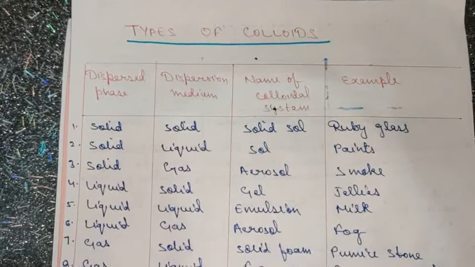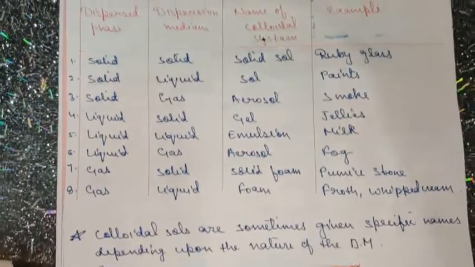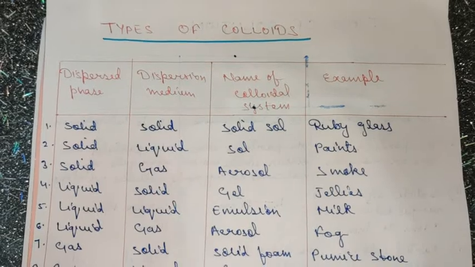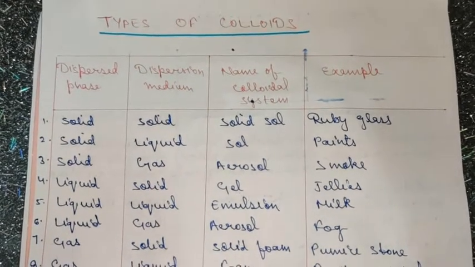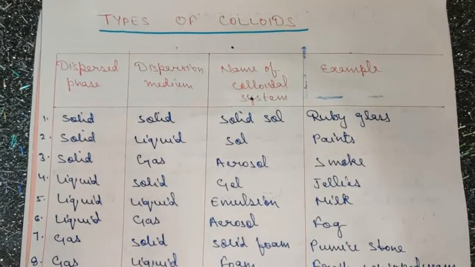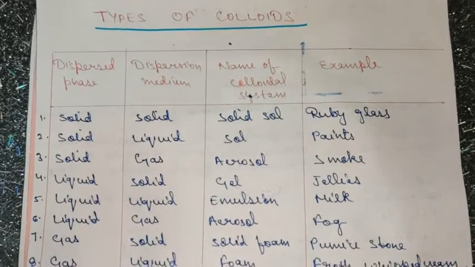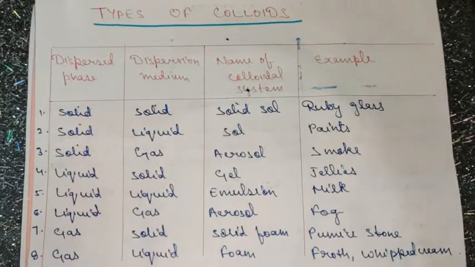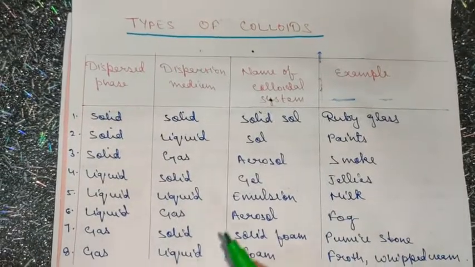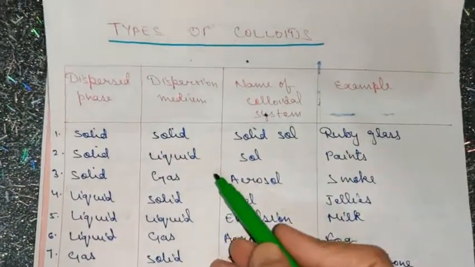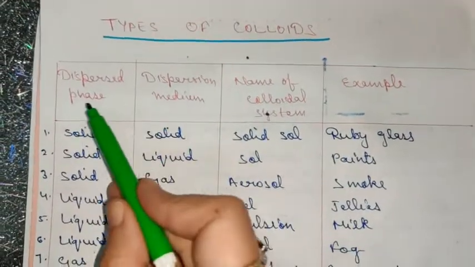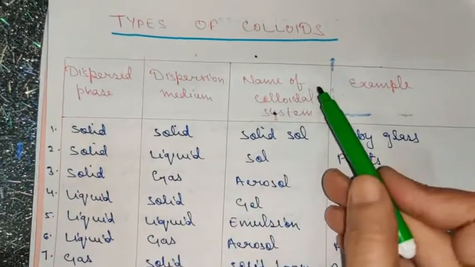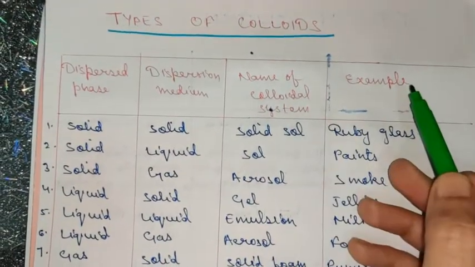Now coming to another very important table here, and from this table, children, you get the question in your board exams also, so please remember this table, and you will have to learn a few things also in this case, but it would be better if you understand it and then try to learn it. So here you can see that the types of colloids are mentioned, and the different heads are the dispersed phase, the dispersion medium, then the name of the colloidal system and an example of it.